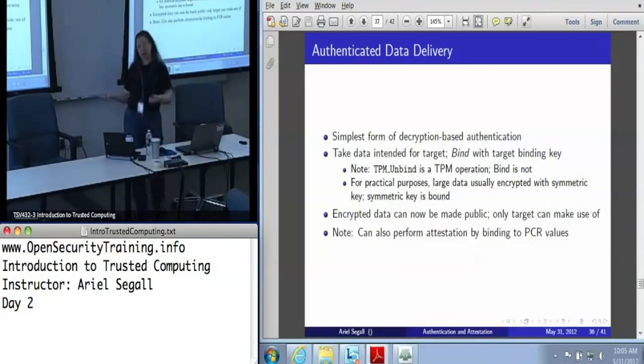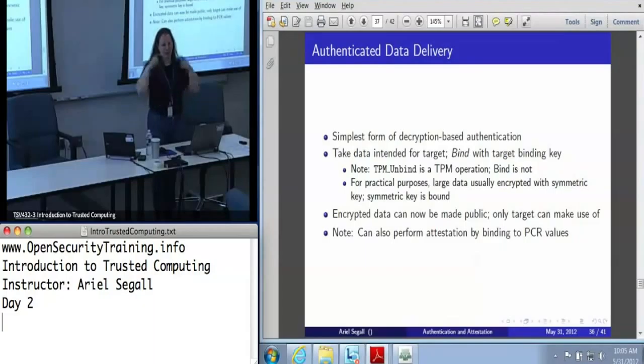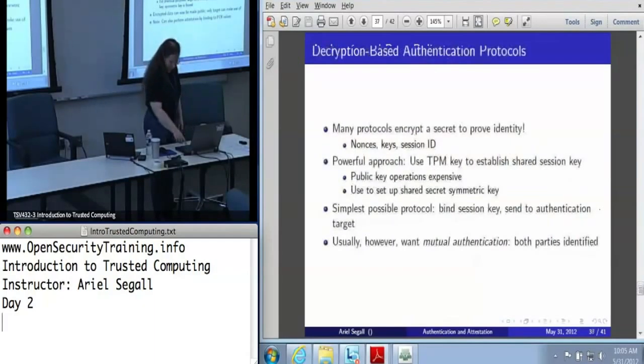You can use this for attestation if that binding key has PCR values attached. The binding data structure does not actually let you specify the PCR values, but you will sometimes see contradictory information about that because everybody misremembers that, myself included. I looked it up yesterday.